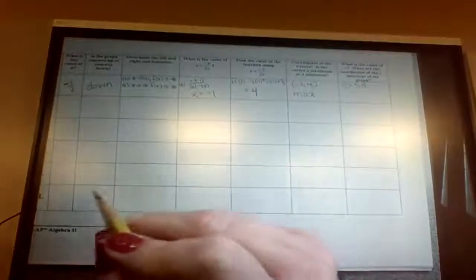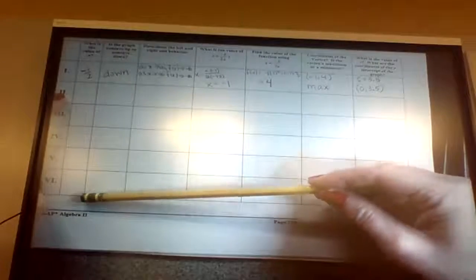What's the value of c in the equation? 7/2. All right. I'll go ahead and I'll say 3.5 because I know how y'all like decimals over fractions. What is the y-intercept of this graph? 3.5. Okay. Now you do 2 through 6. What we just did for number 1 together, you do for 2 through 6.